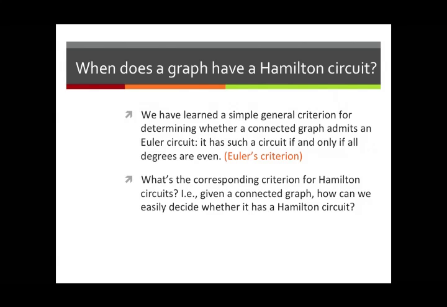It would be nice then to say, well, what's the corresponding criterion for Hamilton circuits? In other words, if I give you a connected graph, how can you easily decide whether it has a Hamilton circuit? And the answer to that question, in fact, is nobody knows a nice, simple criterion for determining whether a connected graph has a Hamilton circuit. If you're given any particular graph, of course, just by some exhaustive method, you can figure out whether it has a Hamilton circuit. But nobody knows a nice, simple criterion analogous to Euler's criterion.